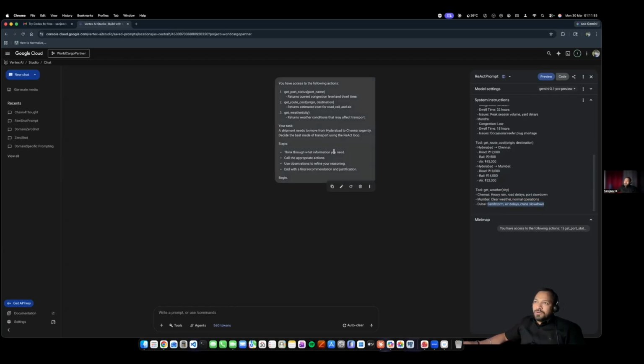And now we are going to ask the user to send the information. Now the user is going to use those tools, and you're asking the LLM to do some task. A shipment needs to move from Hyderabad to Chennai urgently. Decide the best mode of transport using the React loop. So it is going to make use of all these tools that are present, and try to solve the problem of sending a shipment from Hyderabad to Chennai. Think through what information you need, call the appropriate actions, use observations to refine your reasoning, and give a final recommendation. Now let us send this and let's see what the answer is.